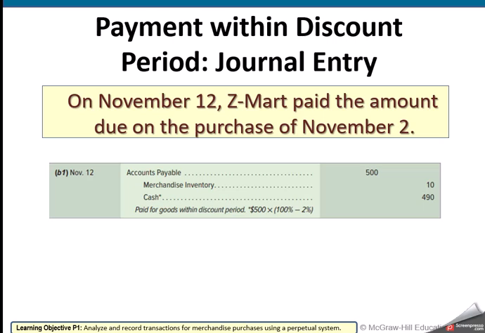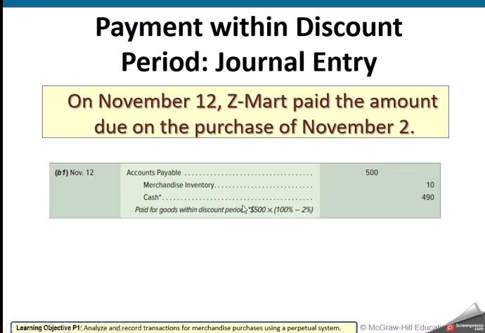Then we do pay it in 10 days. So we're going to take it completely out of our accounts payable for the full $500. We no longer owe it. Now we get a 2% discount. So 2% times the $500 equals $10, and that's our discount. And then instead of it going to a separate account called purchase discount, we just reduce the cost of our inventory. So we credit merchandise inventory for the amount of that discount.